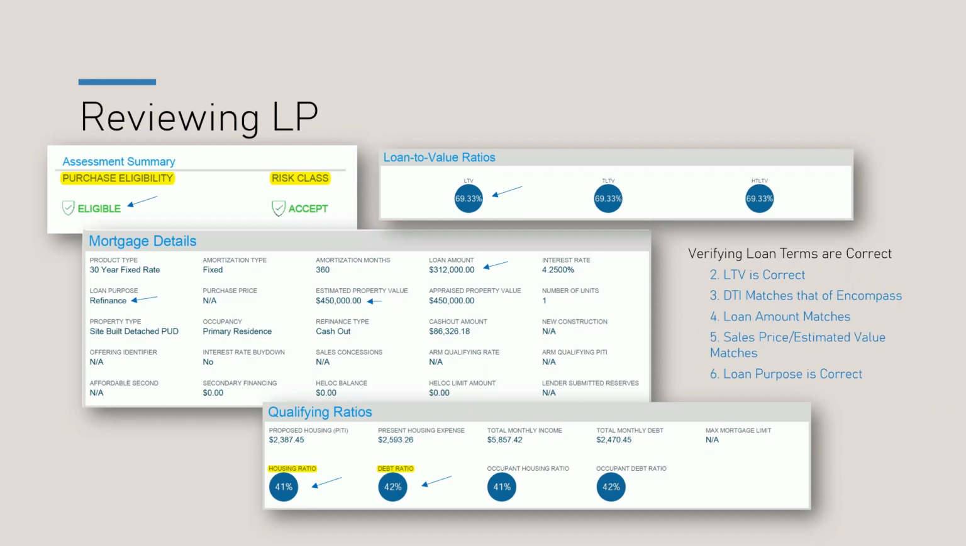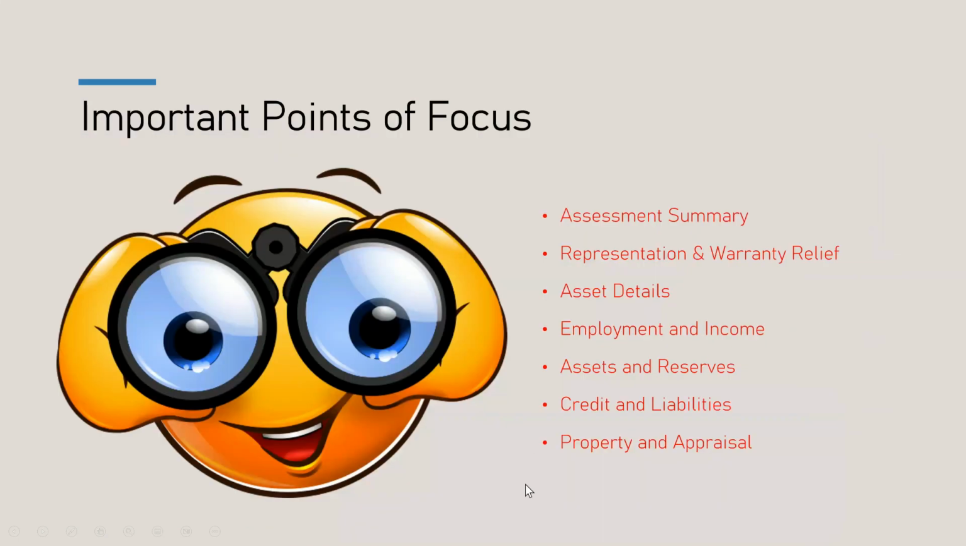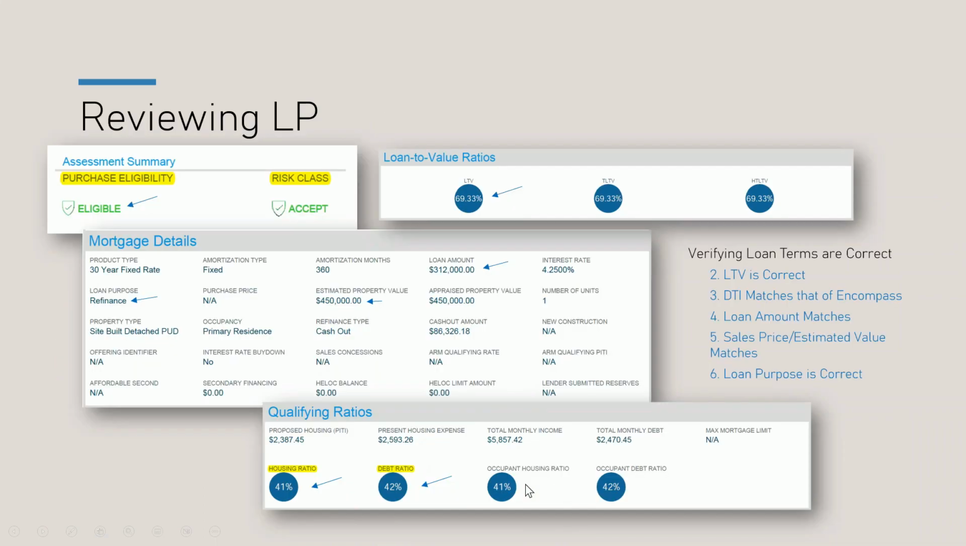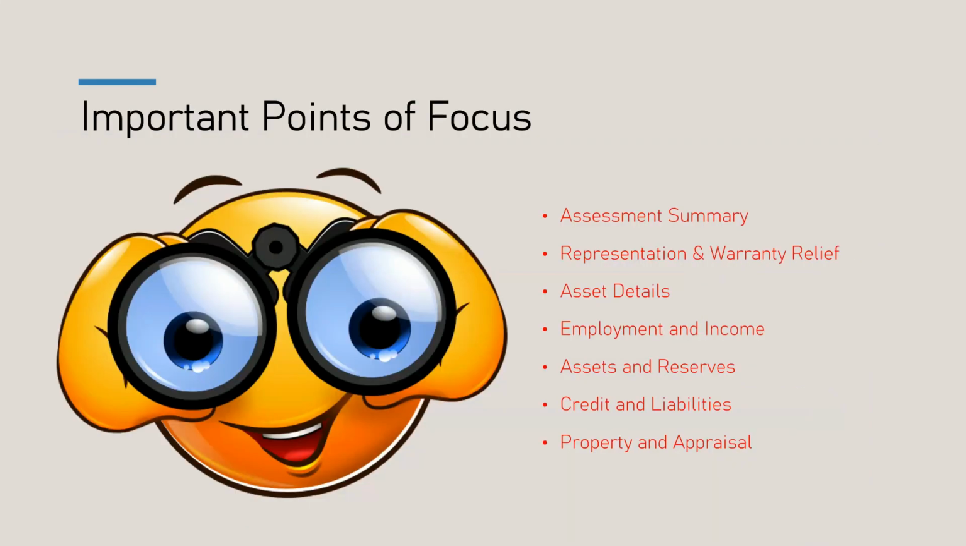So at least we're prepared for the condition ahead of time once we run DU and LP. So again, you want to go ahead and make sure your LTV is correct and matching your Encompass, your DTI as well. Your housing ratio, which is your front end, and your debt ratio, which is your back end, are matching. Your income is matching. If it's a sale, your sales price, your loan purpose, or your loan amount. So you always want to make sure that all that is matching, to make sure that you're actually providing the underwriter the correct DU or LP.